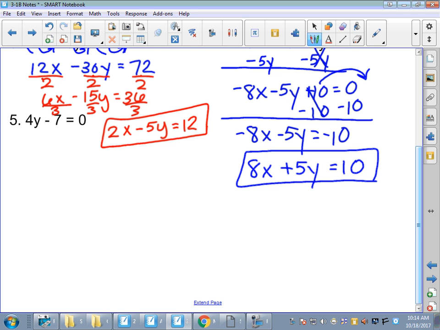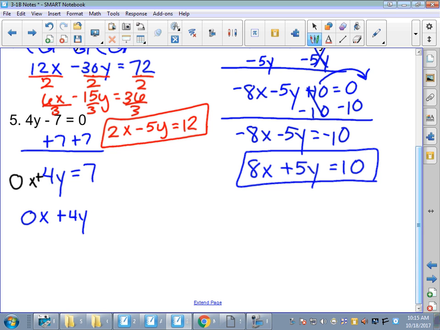For number 5, I'm missing an x value. We can add 7 to both sides. And so I'm left with 4y equals 7. And since I don't have an x value, I'm just going to simply bring it in. The only number I can add without actually changing the value of this is 0. So I'm just going to put in there that I have 0 x's. So my answer in standard form is 0x plus 4y equals 7. And there you have it.